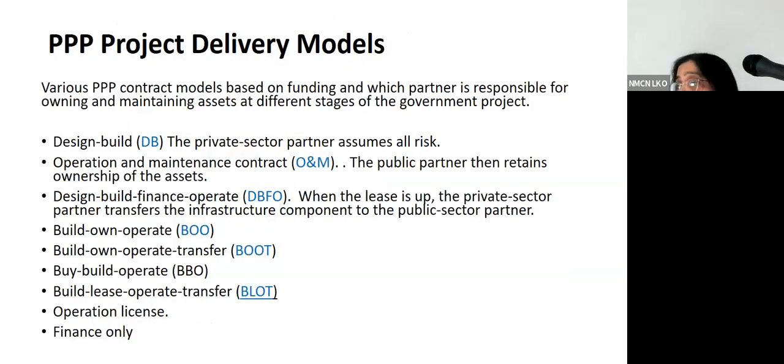As Dr. Durgesh has shown in a slide, different delivery models have been shown. There are a lot of delivery models like design, build, operate and maintenance contract, design, build, finance and operate, build, own, operate, build, own, operate and transfer, buy, build, operate, build, lease, operate and transfer, then giving operational licenses, and finance only.